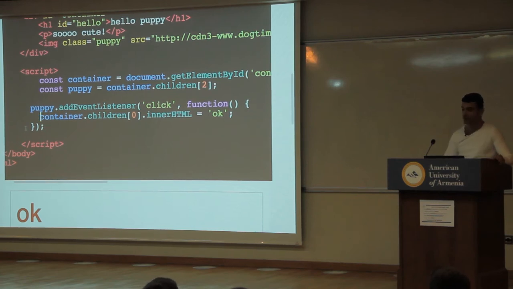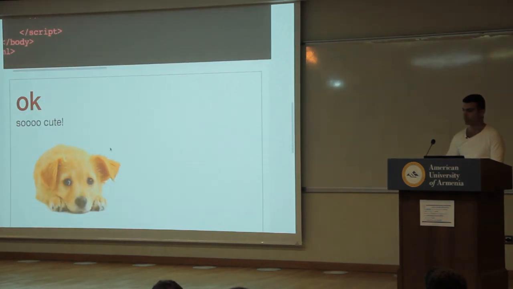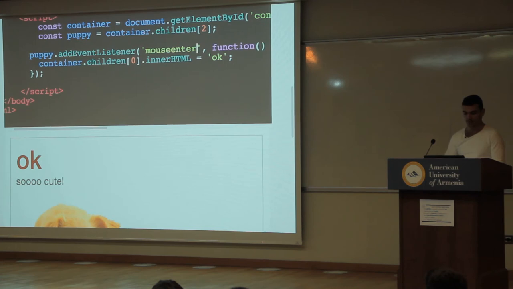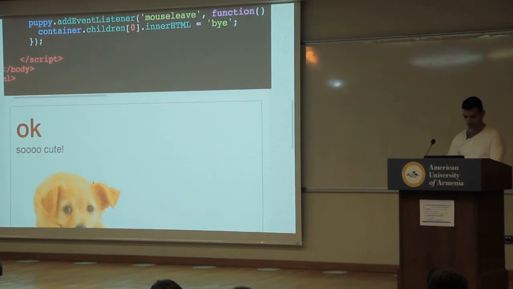Very good. So we need a different event. We need a mouse enter event. So now, watch this. I move the mouse in, boom. Now we can add another event. Yeah, we have key presses, of course. Mouse leave. Okay. Bye. Cool, right? This is not recursion.